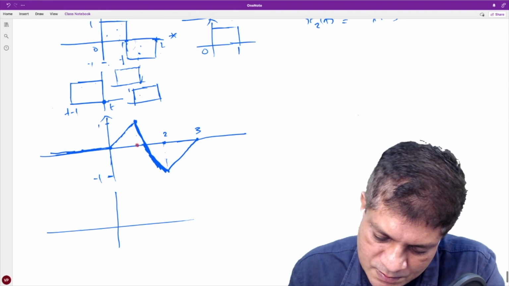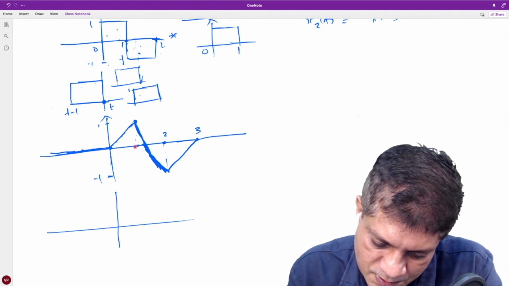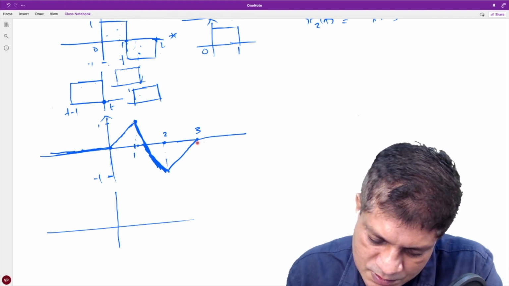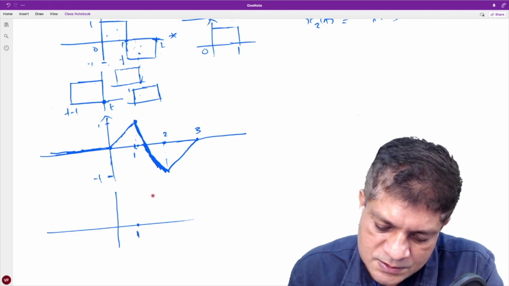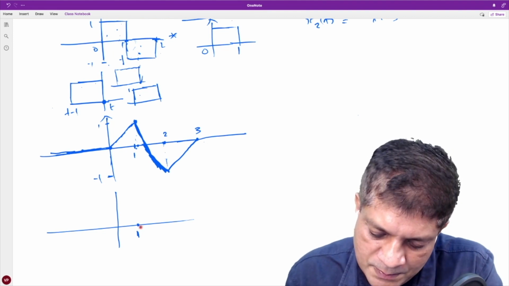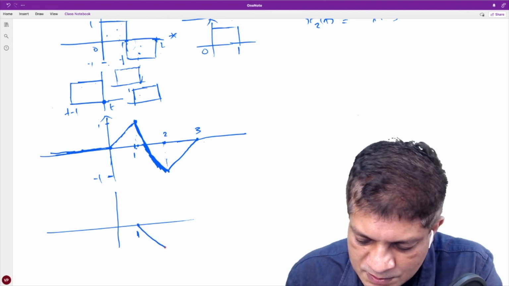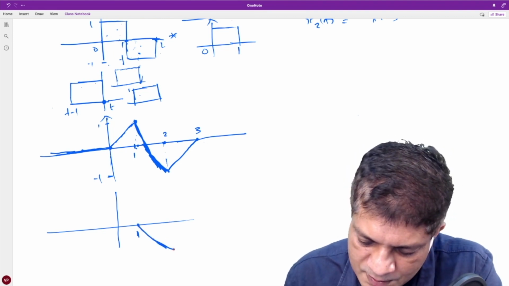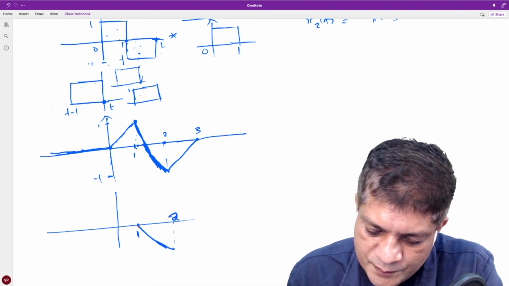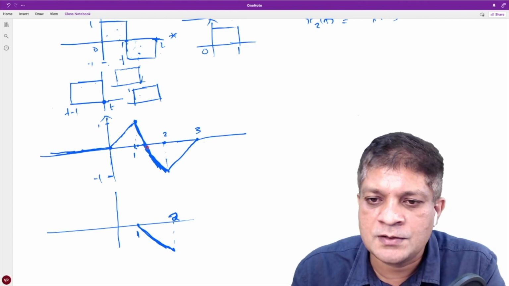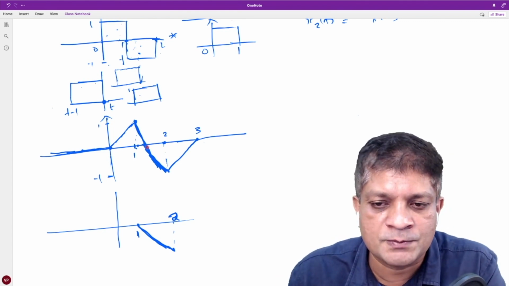This is, let me draw it. This point is 1, 2, 3. So here, shift it right by 1 means, and then you have to multiply by -1, isn't it? So is it like this? Till 2. Shift it right, multiply by -1.